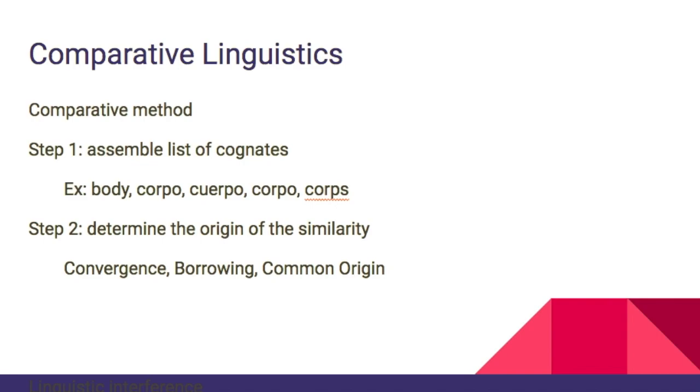So once you have determined that there is some similarity and you have your list of cognates to refer against, the goal is to determine the origin of the similarities. So why are they similar? And the three reasons are generally either convergence, borrowing, or the fact that they have a common origin.